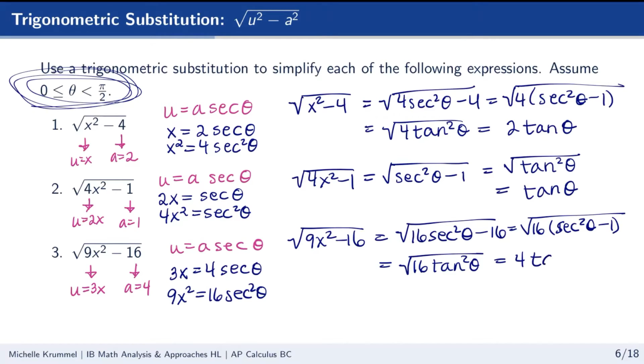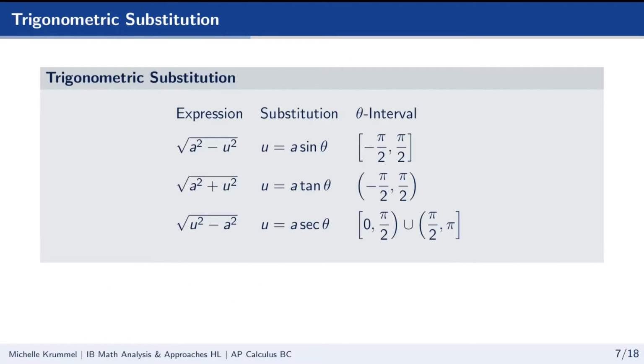So 4 tan theta would be that substitution. All right, so here in summary is the substitution we're going to make when we're working with expressions of this certain form. If we see the square root of a squared minus u squared in our integral, we can try making the substitution u equals a sine theta, and then we'll just use this condition that we're working on the interval from negative pi over 2 to pi over 2.